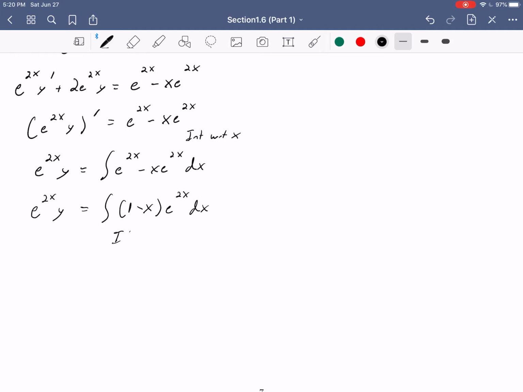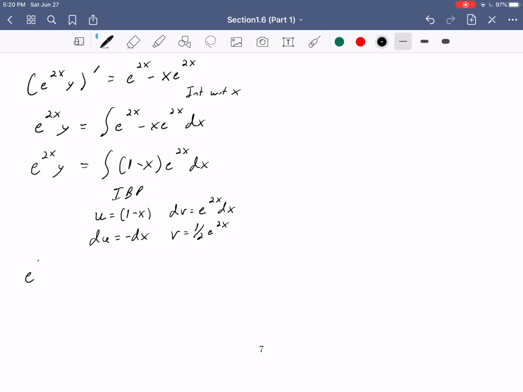Now I can do this as an integration by parts where I'm going to let u be that 1 minus x and dv be e to the 2x dx. du is going to be negative dx then, and v is going to be 1/2 e to the 2x.